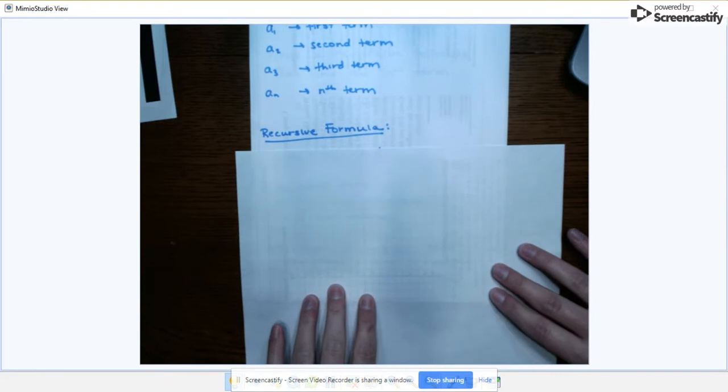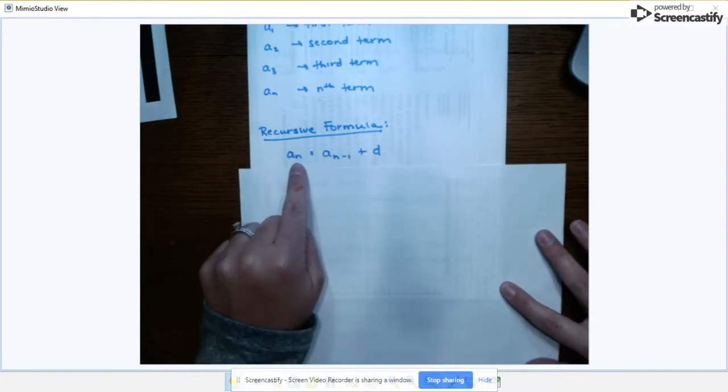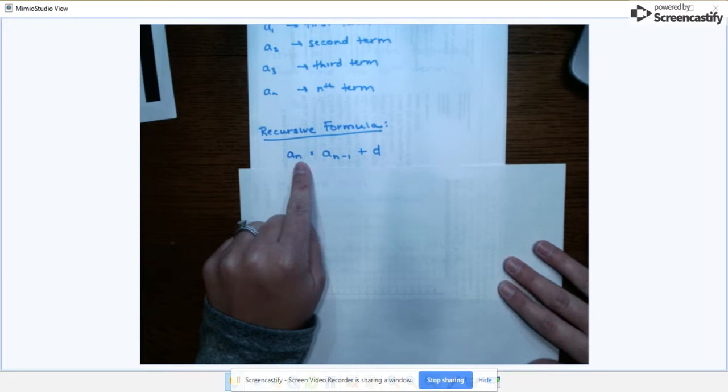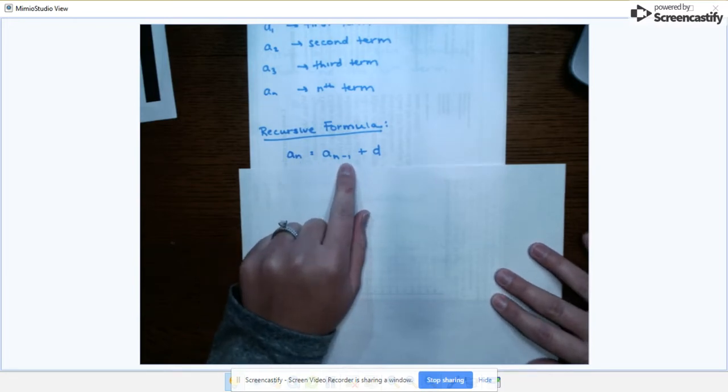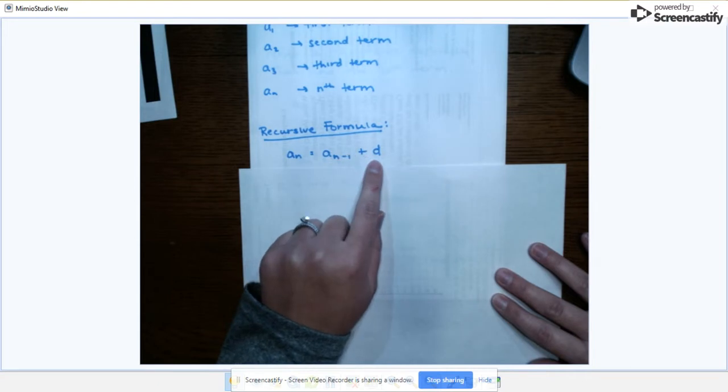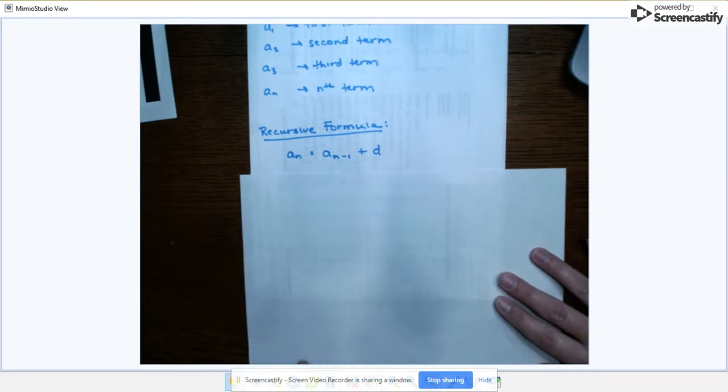Okay, I'm going to introduce what we call a recursive formula. This is going to be an equation that's going to help us find our next term. So we have a sub n, remember that's any term, equals a sub n minus 1, which means the term right before. So this means the previous term. So we're going to take the previous term plus our common difference to get the term we're looking for.